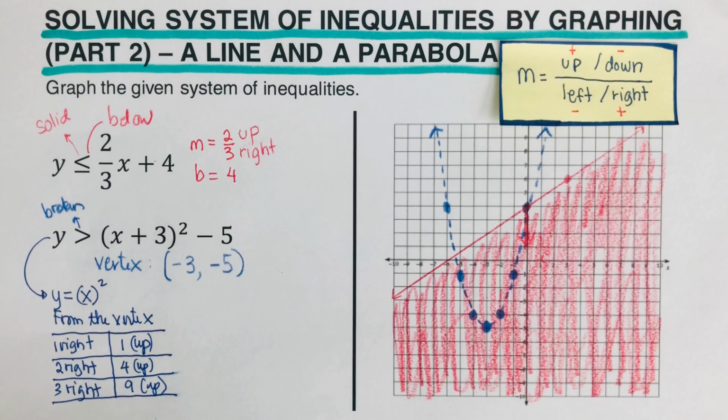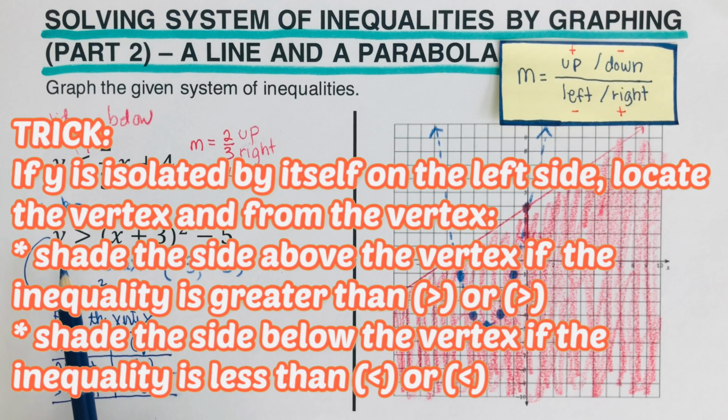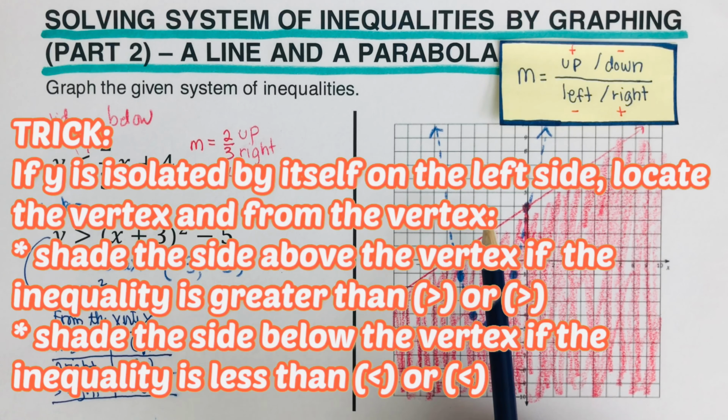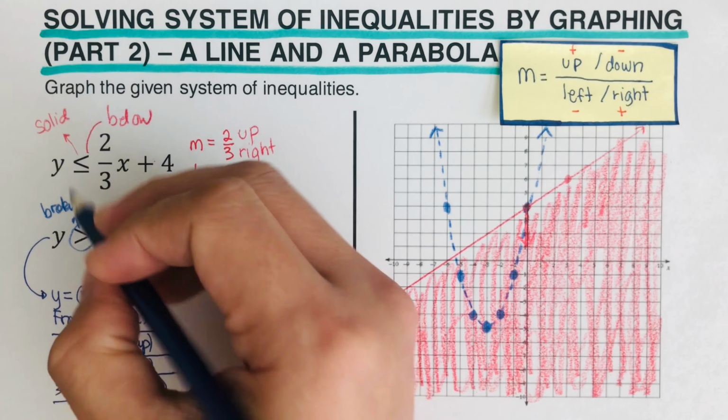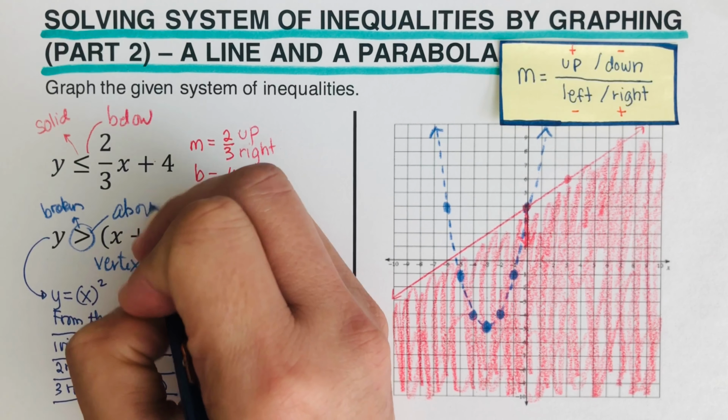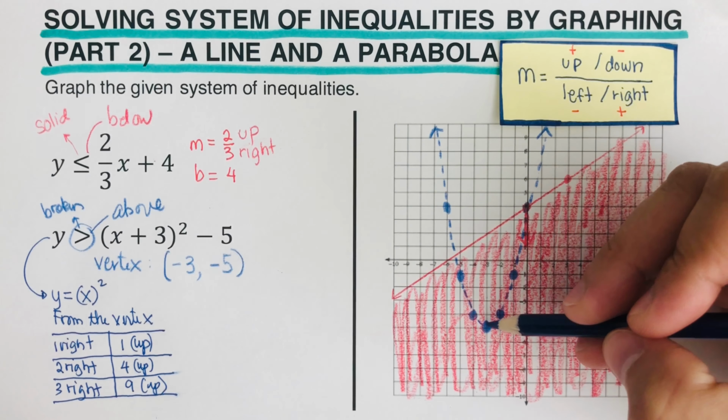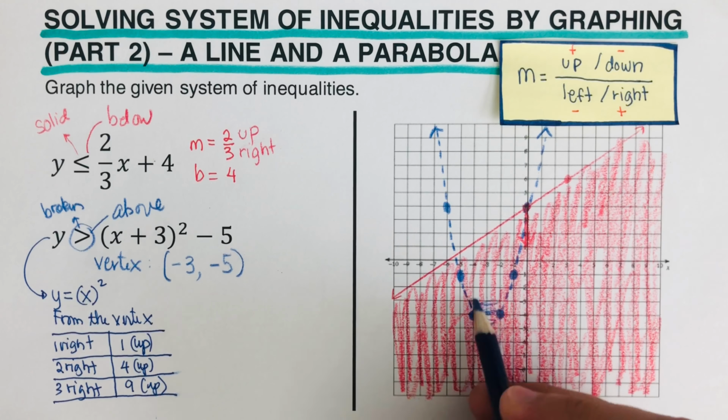Okay, so we are going to shade the parts, either above the vertex or below the vertex. Again, the trick to this is if y is isolated by itself on the left side of the equation, locate the vertex, and from the vertex, shade the side above the vertex if it's greater than or equal to. Shade the side below the vertex if it's less than or equal to. Since this is greater than, we're going to shade above the vertex. So we're going to shade all the ones that are above the vertex.